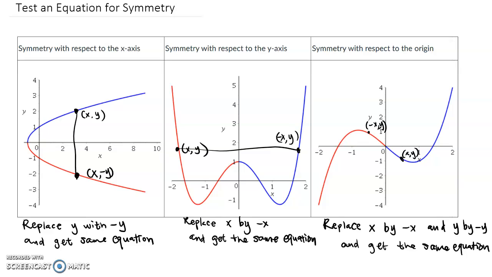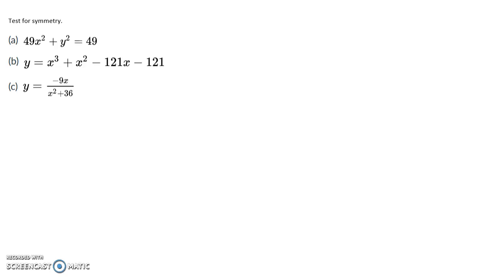Now let's look at some examples. Test for symmetry for the following equations. Let's start from A. Okay, so first we want to test if this equation is symmetrical with respect to the x-axis. So what do we have to do? I need to draw a graph to remind me. Okay, so if I want to test for symmetry with respect to the x-axis, I want to see if the y will become negative y, basically. So I'm going to replace y with negative y.